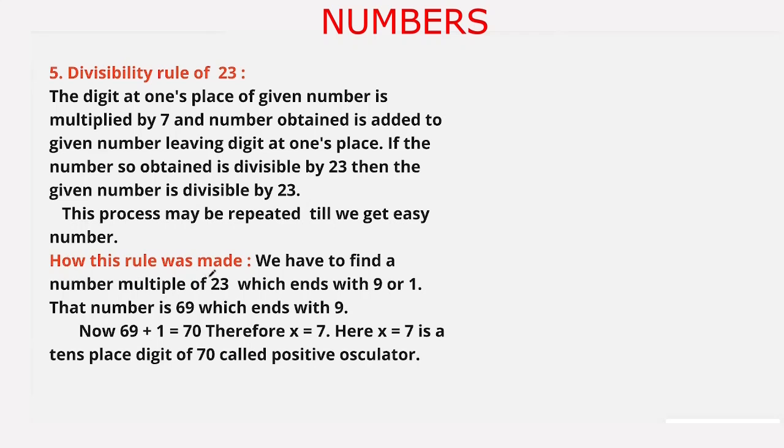How was this rule made? We have to find a multiple of 23 which ends with 9 or 1.